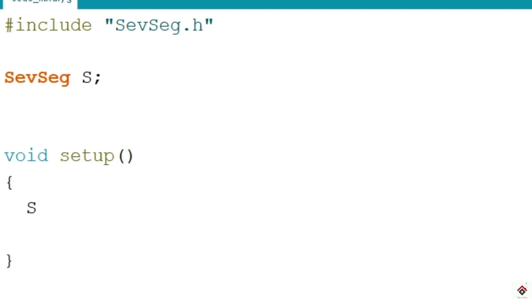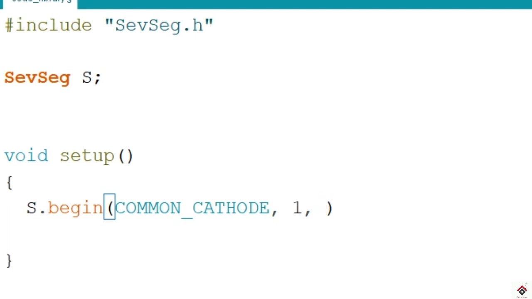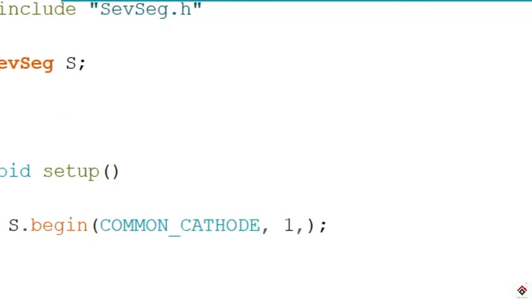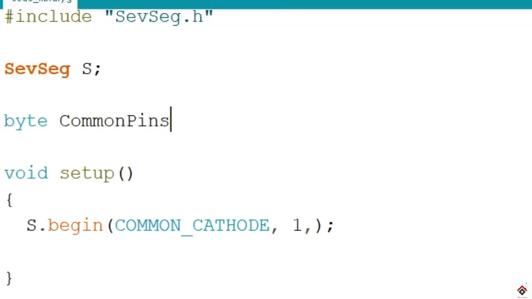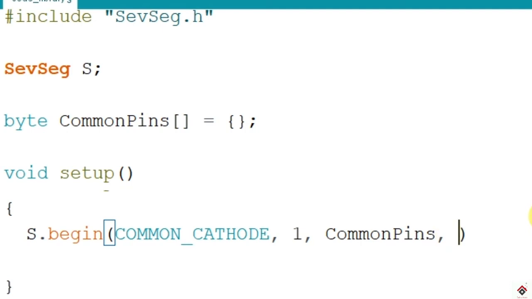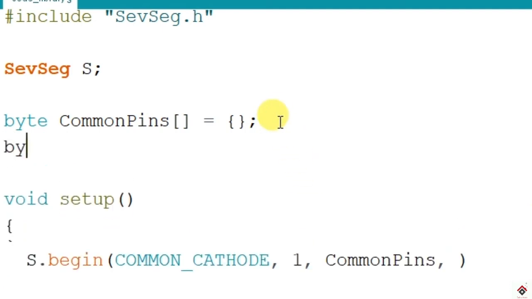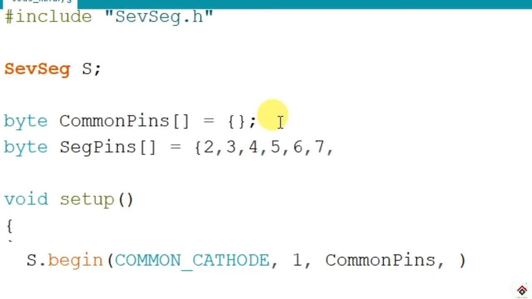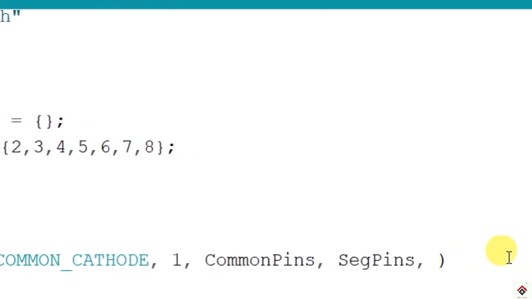In order to access the begin function, I'm using the dot operator. I'm using common cathode type. Next is number of digits, it's 1. Next, we have an array for common pins, which is empty in our case. I'll pass this array. Further, we have the segment pins. We are using pins 2, 3, 4, 5, 6, 7, and 8. And last is the resistor. Since we have a resistor, I'm giving it as 1. So that's it for initialization.